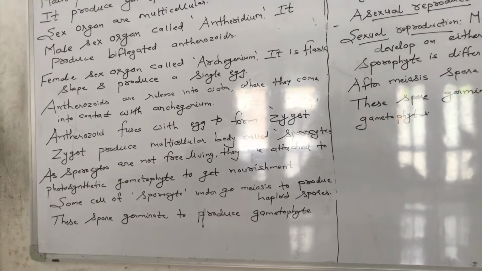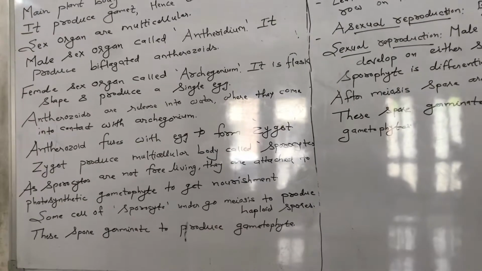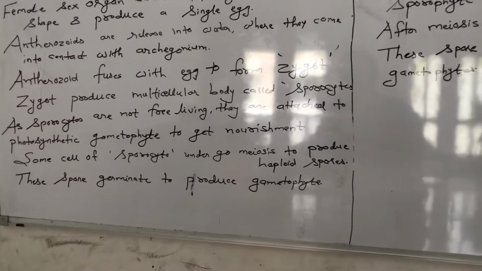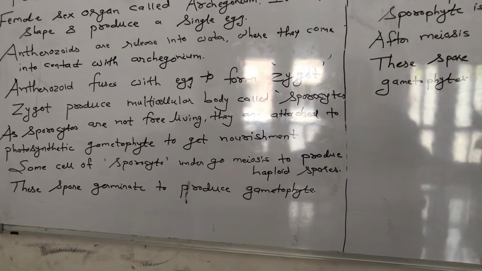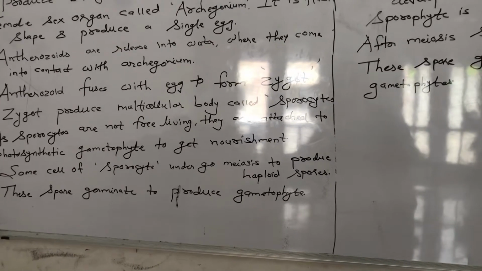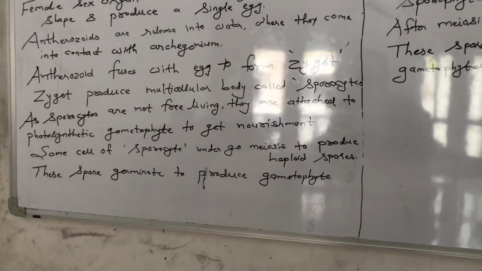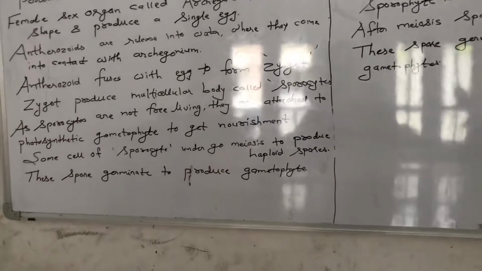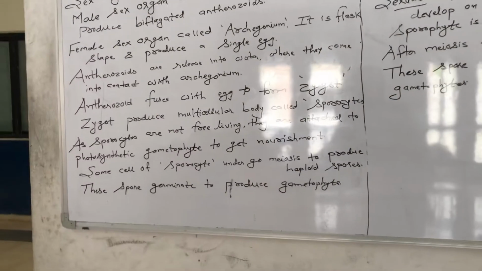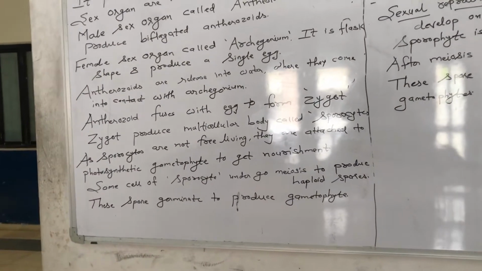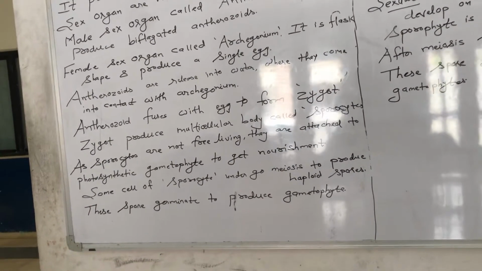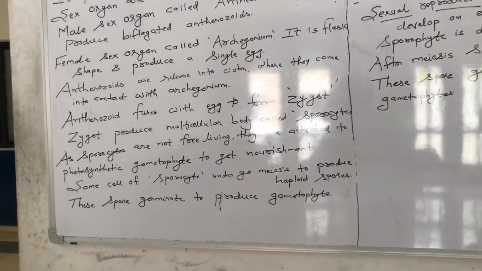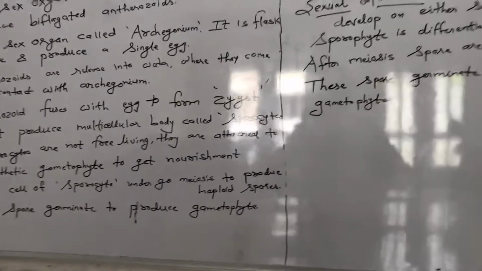Some cells of the sporophyte undergo meiosis to produce haploid spores. This spore germinates to produce a gametophyte. Afterwards, what will happen? These spores fall on a place where suitable air, temperature and water are available. They will germinate and produce the gametophyte.